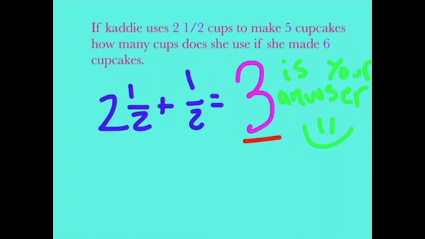Now let's do a harder problem. If Katie uses 2 1/2 cups to make 5 cupcakes, how many cups does she use if she made 6 cupcakes? The first step to solve this problem is to do 2 and 1/2 plus 1/2. Because 6 is only one number more than 5. And 2 is your denominator. So 2 and 1/2 plus 1/2 is 3 wholes. Your final answer is 3 cups.